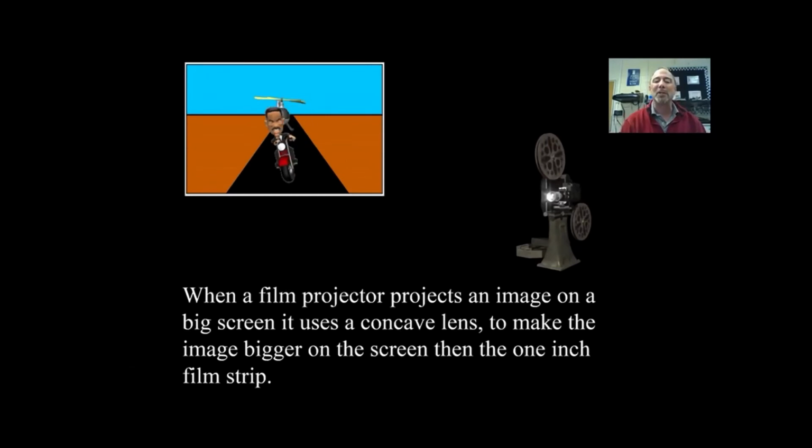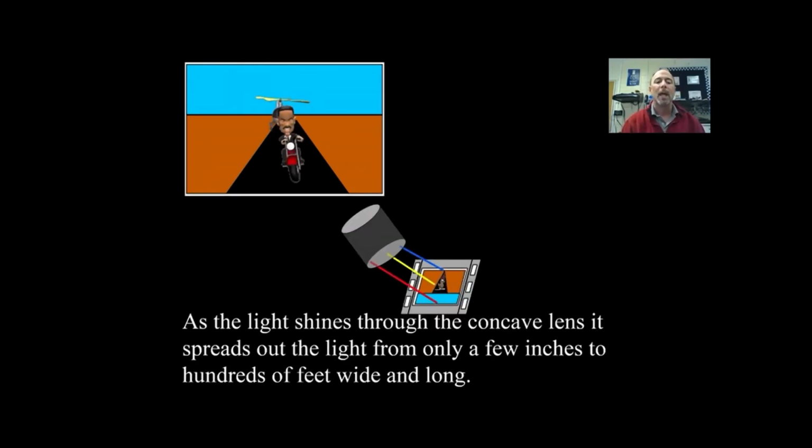When a film projector projects an image on the big screen, it uses a concave lens to make the image bigger on the screen than the one-inch film strip that it is showing. As the light shines through the concave lens, it spreads out the light from only a few inches to hundreds of feet wide and long. It's the same thing for our TV projectors as well.